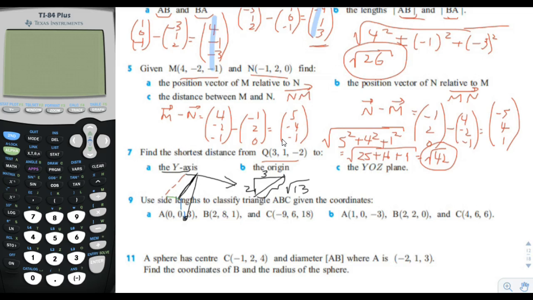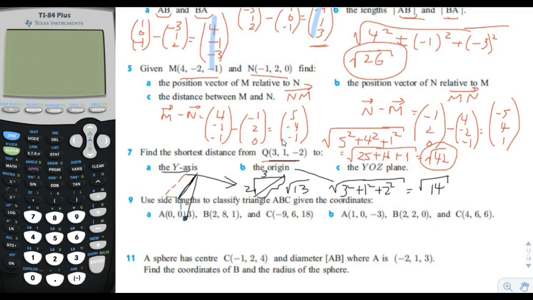What about the distance between this point and the origin? Well, that's just using the Pythagorean Theorem in all 3 dimensions. So that would be the square root of 3 squared plus 1 squared plus 2 squared, which is equal to square root of 14, okay.